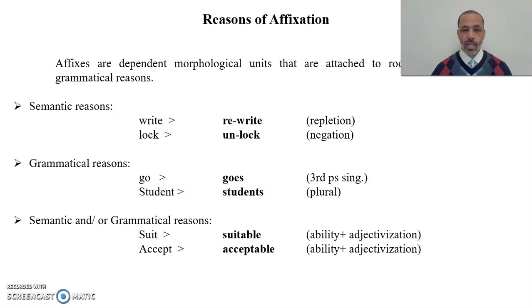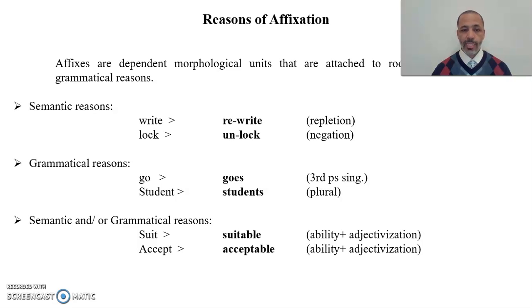Concerning the semantic reason, we add new affixes to words so as to derive new meanings, like in the examples you see in front of you. Rewrite: the root is write. When you say rewrite, you express a kind of repetition of the action. So re- is a prefix which is added to create a new semantic meaning. The other example: lock is the root. When you say unlock, it's the opposite, so you negate the action of locking. This is what we call the semantic reason.